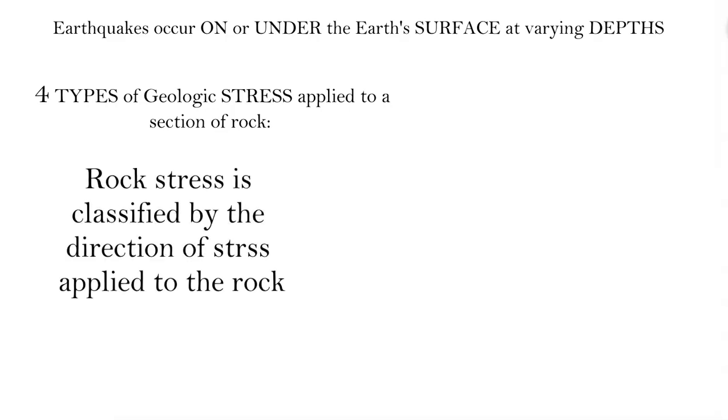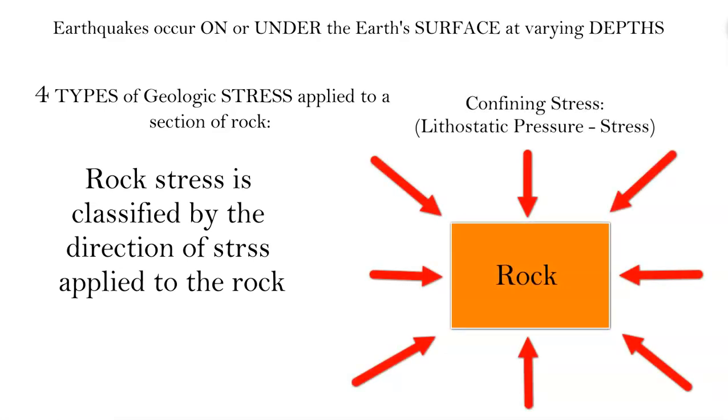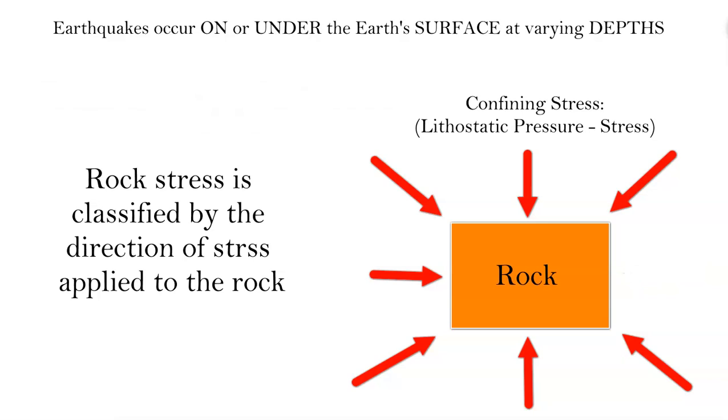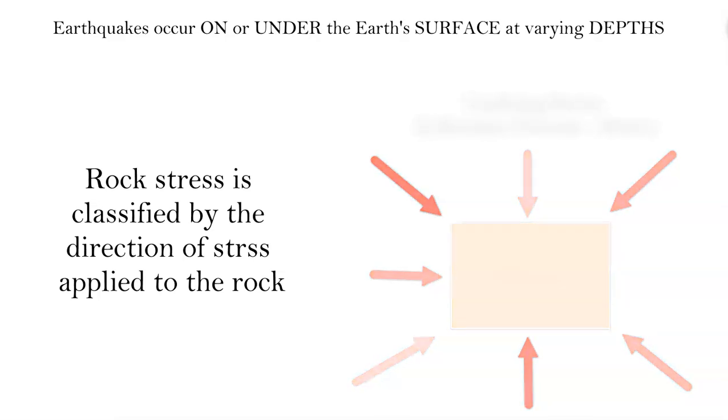Now this can come in different directions. There are four main types of stress in terms of how the stress is applied to the rock. The first one is where you have a rock that's underground at a certain depth, but there's pressure and stress and energy being applied in every direction on that rock. This is called confining pressure or confined stress. It's also called lithostatic pressure, which means that it's a certain depth of rock underground, and the weight and pressure of the rock around it would apply the stress. Now this is a type of stress, but it does not cause fractures.